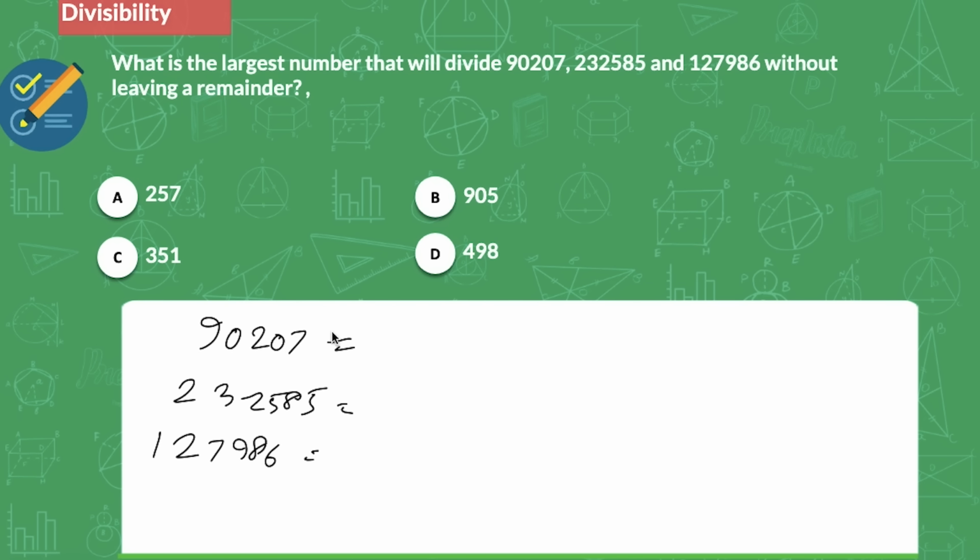So how do we find the HCF of three numbers? We just have to go through the prime factorization method. 90207 can be written as 3 into 3 into 3 into 13 into 257. I hope you know how to solve this out. If not, just let me know. We'll try to teach this in the next video which we're going to upload. The second one can be factorized as 2 into 3 into 83 into 257.